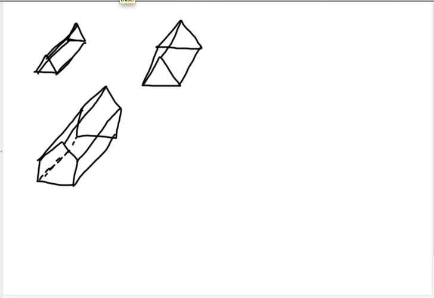So you can call a prism anything. There's an infinite amount of prisms. It's just whatever the base looks like. I showed triangular. This is a pentagonal prism. You can make a hexagonal prism. Whatever shape is the base is the name of the prism.